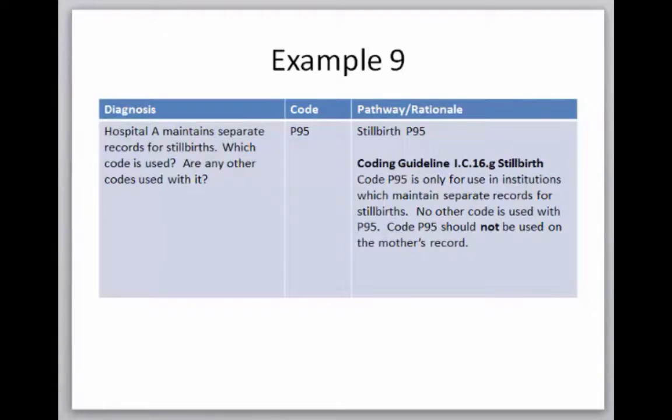The next example is just a reminder to us that some hospitals do keep records for stillbirths. And if you are working in one of those hospitals, you're going to simply find the main term stillbirth P95, and that is the only code you're going to have on that record. It is not used on the mother's record, only on the baby's record, and it is the only code that is on the baby's record.